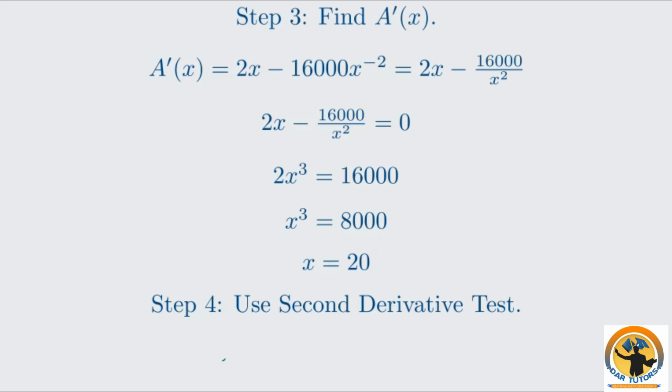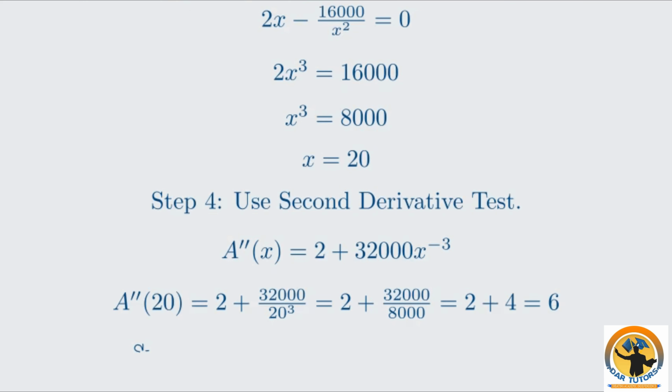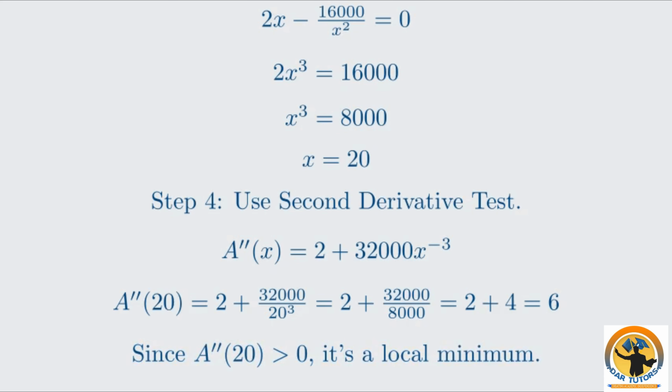Step 4. Classify the stationary point. Let's use the second derivative test this time. A double prime of x is 2 plus 32,000x to the power of negative 3. Evaluate A double prime at x equals 20. We get 2 plus 32,000 over 20 cubed, which is 2 plus 4 equals 6. Since A double prime of 20 is positive, we have a local minimum at x equals 20.